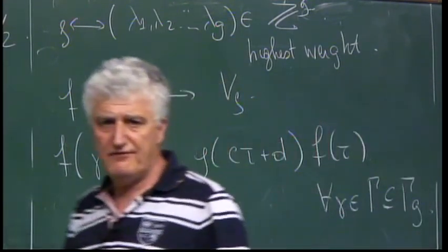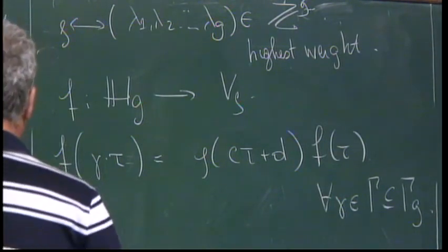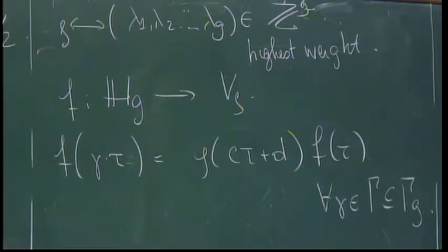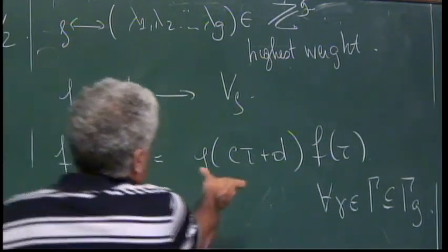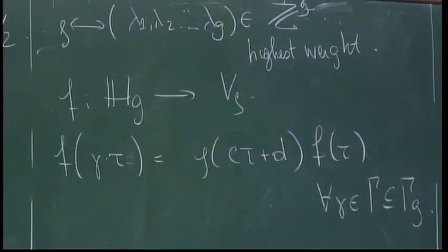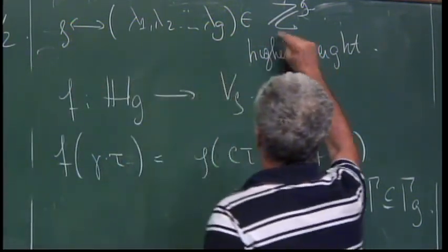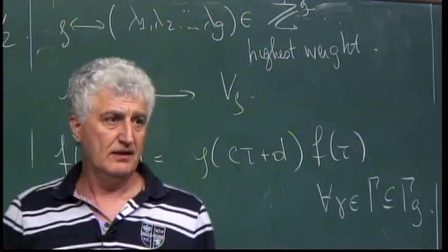This condition is enough when g is bigger or equal than 2. When g is equal to 1, I have to require some extra condition. For GL_g, the irreducible representation, this is g by g invertible matrices. Here, the highest weight I consider with integral entries.